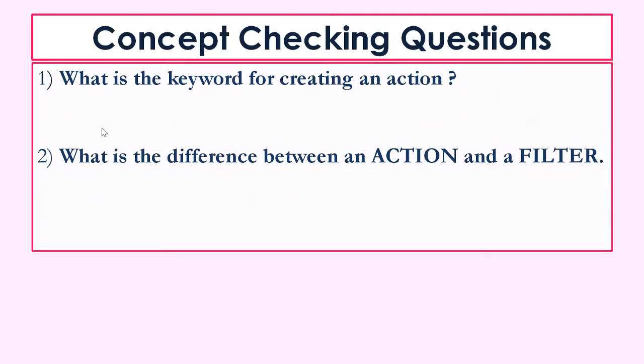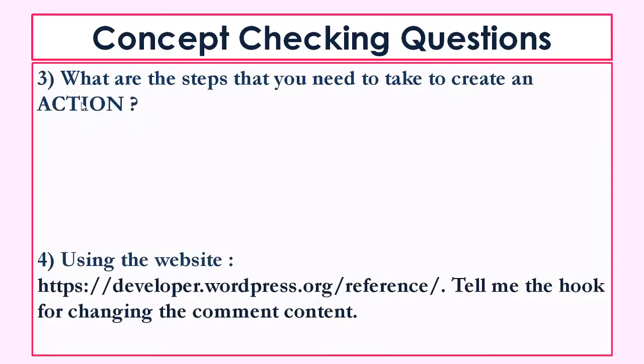So what is the keyword for creating an action? The keyword is add_action. What is the difference between an action and a filter? Well, a filter returns a value, so you get some information from a filter, you transform that information in some way, and then you return it. With an action, you just do an action and it doesn't need to be returned. There's no value that needs to be returned.